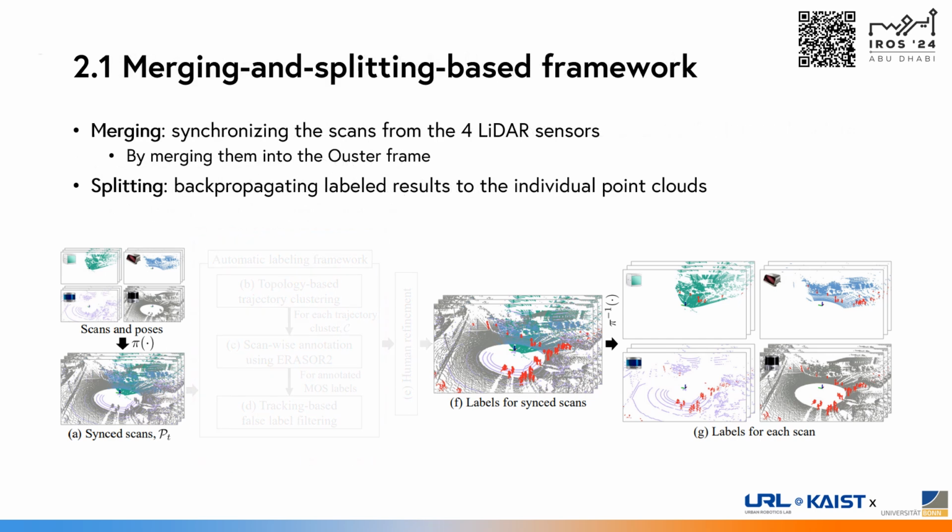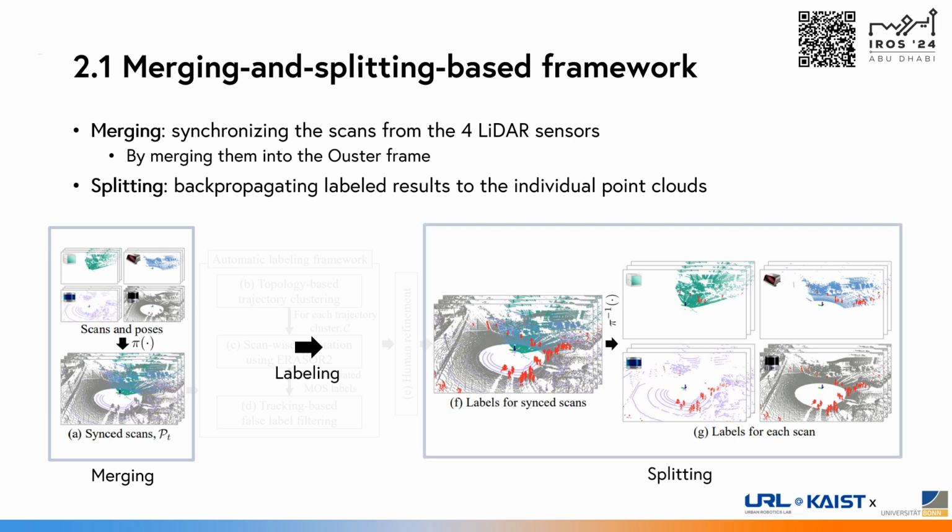First, let's start with the merging and splitting-based framework. We synchronize the scans from the four LiDAR sensors by merging them into the Ouster frame. After labeling the synced scans, we backpropagate labeled results to the individual point clouds. This parallel process allows more efficient labeling of the four point clouds compared to sequential labeling.